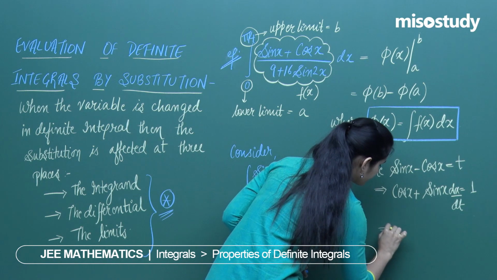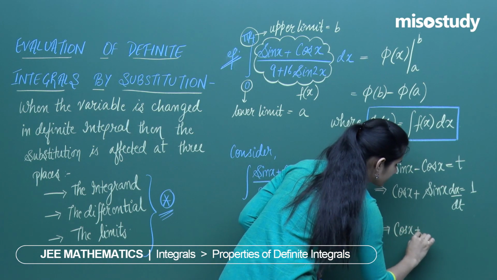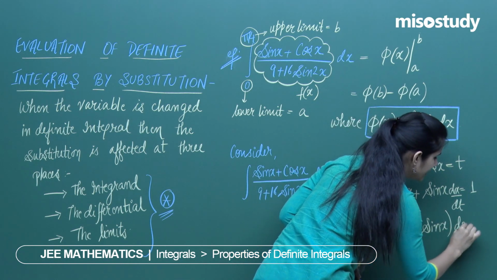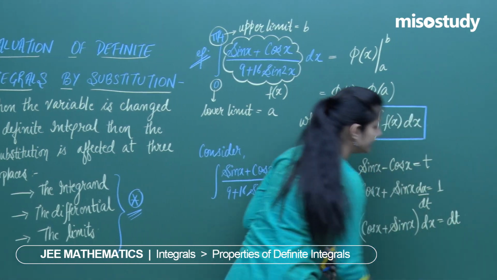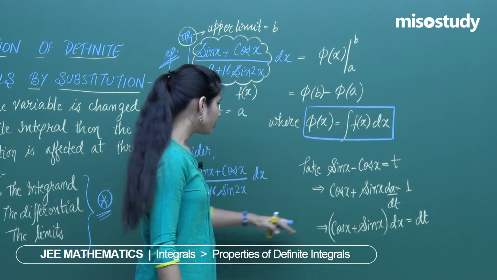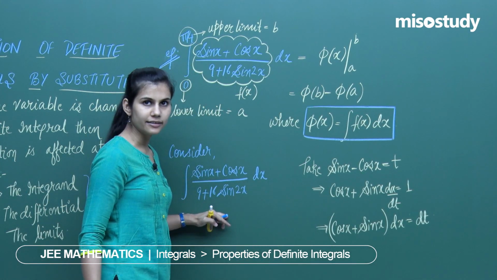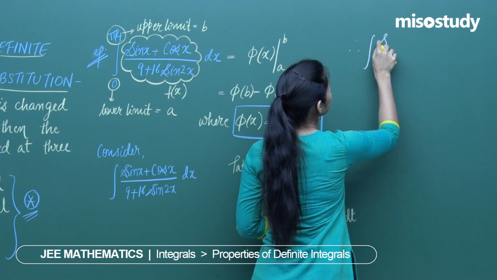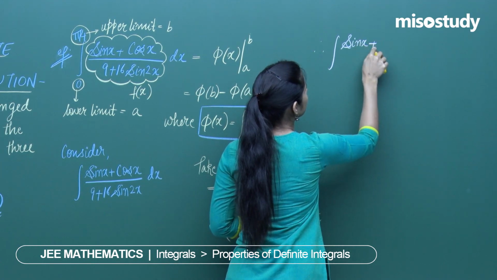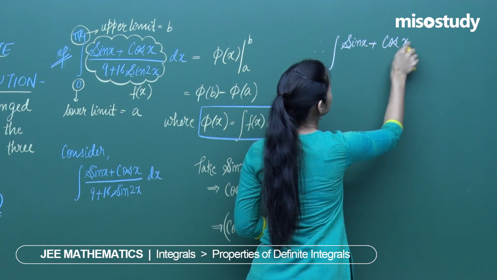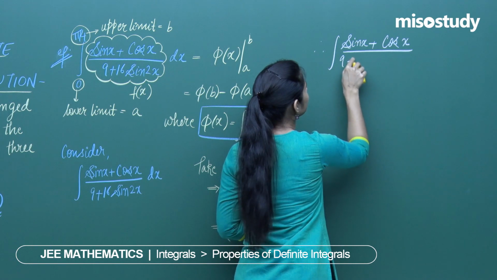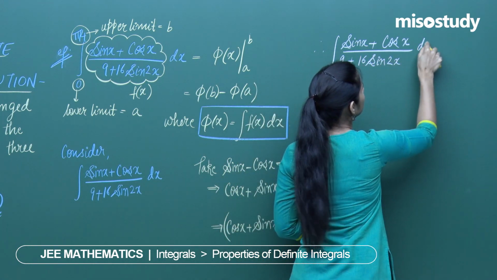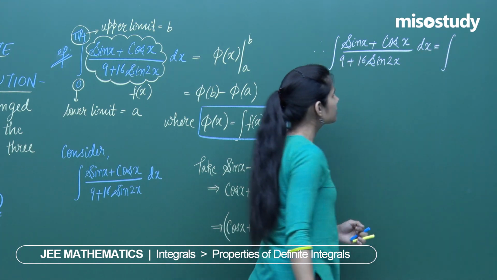Or I can say cos x plus sin x dx is dt. And therefore, this converts your indefinite integral to what? Therefore, the indefinite integral of sin x plus cos x whole upon 9 plus 16 sin 2x dx will be equal to what?